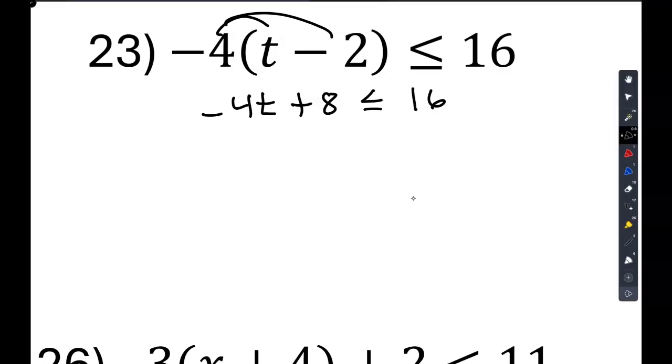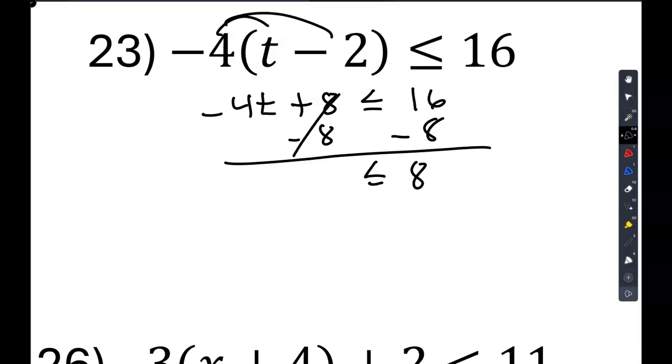We're going to isolate the variable here. Subtract 8 on both sides. 16 minus 8 is 8. The 8's cancel out here. Bring down the negative 4t. Divide by negative 4. Don't forget to swap the inequality. Greater than or equal to. Cancel out here. Have t. And positive divided by negative is a negative. 8 divided by 4 is 2.